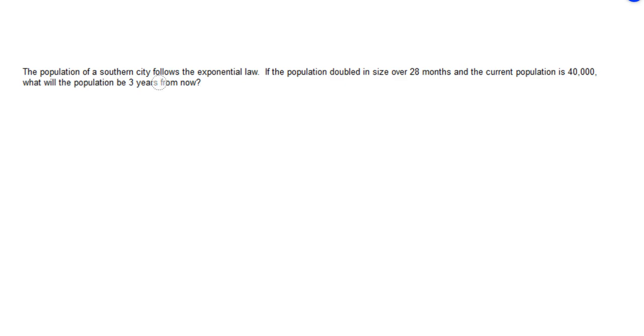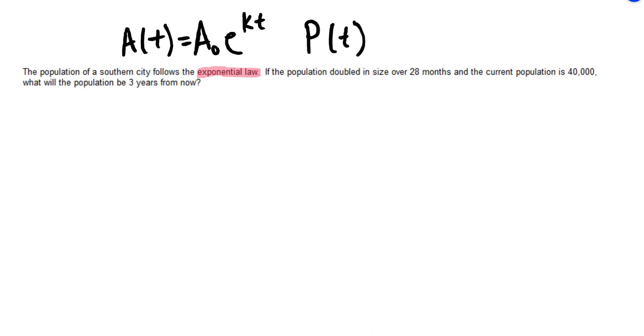The population of a southern city follows the exponential law. If the population doubled in size over 28 months, and the current population is 40,000, what will the population be 3 years from now? So the exponential law that we're referring to is our exponential growth and decay model. And that is following the formula A of t equals A naught e to the kt. And sometimes instead of A, we use P for population. So you might see P of t equals P naught e to the kt.